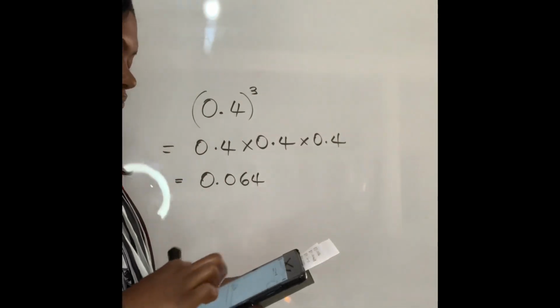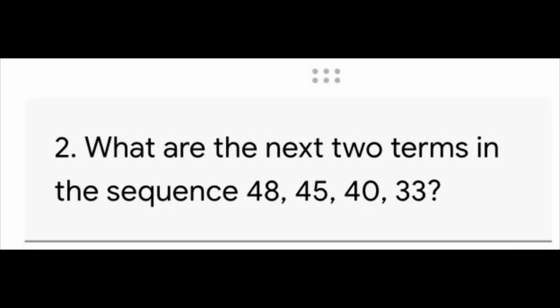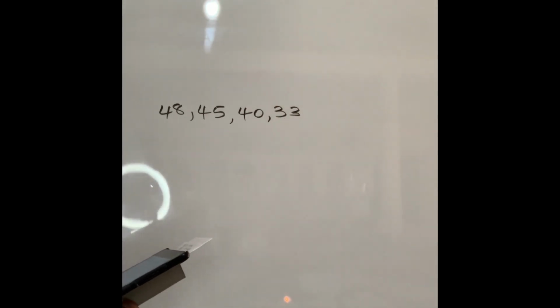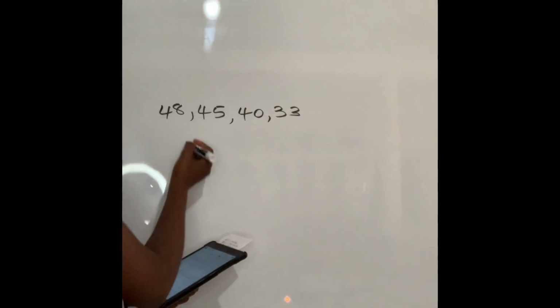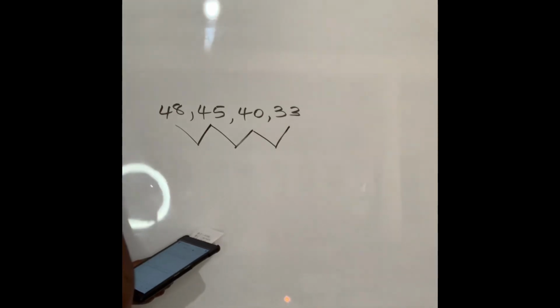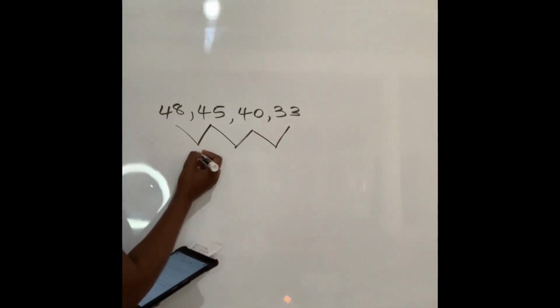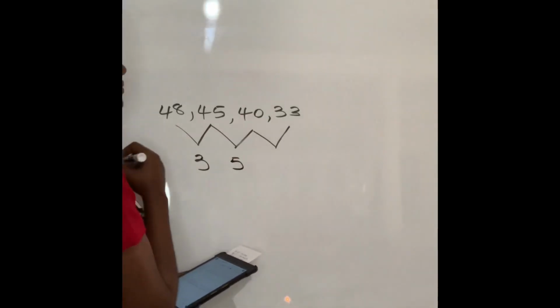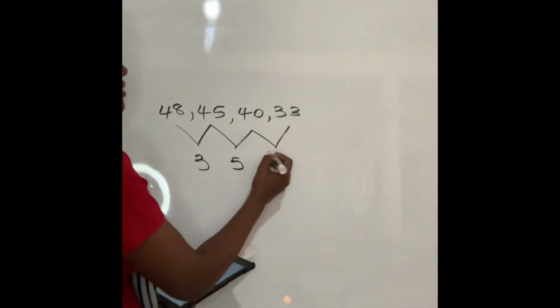For number 2, the question is, what are the next two terms of the sequence 48, 45, 40, and 33. Now, once you're working a question like this, the first thing that we will do is to find the difference between each consecutive term. So the difference between 48 and 45 would have been 3, 45 and 40 would have been 5, 33 and 40 would have been 7.